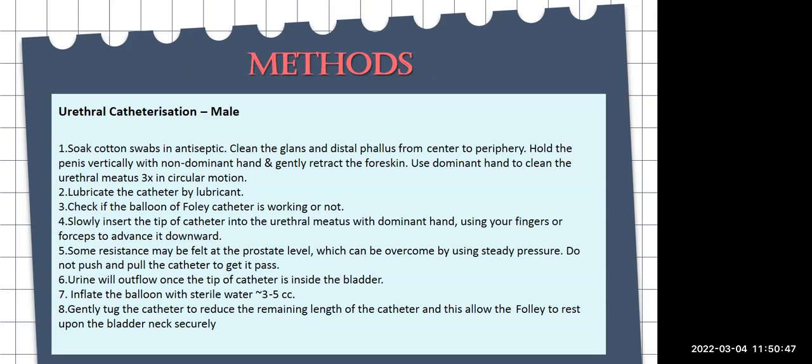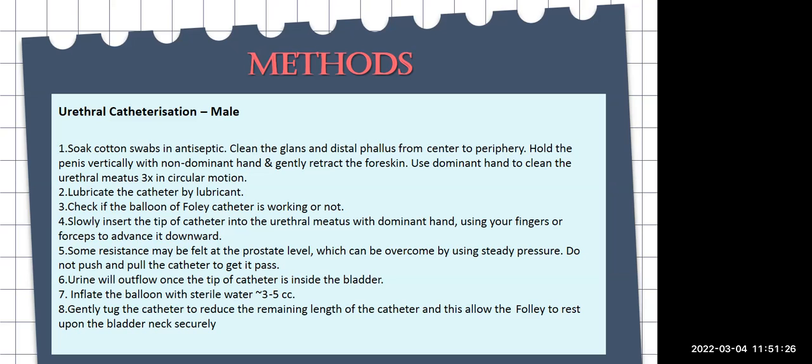The method for urethral catheterization in male. First, soak the cotton swab in antiseptic, and then clean the glans and the distal phallus from the center to periphery. Use the non-dominant hand to hold the penis vertically and gently retract the foreskin, then use the dominant hand to clean the urethral meatus 3 times in a circular motion. Then lubricate the catheter using the lubricant. Before entering the urethra, check the balloon of the Foley catheter to see whether it is working or not, and then slowly insert it into the urethral meatus with the dominant hand, using the fingers or forceps to advance it downward.